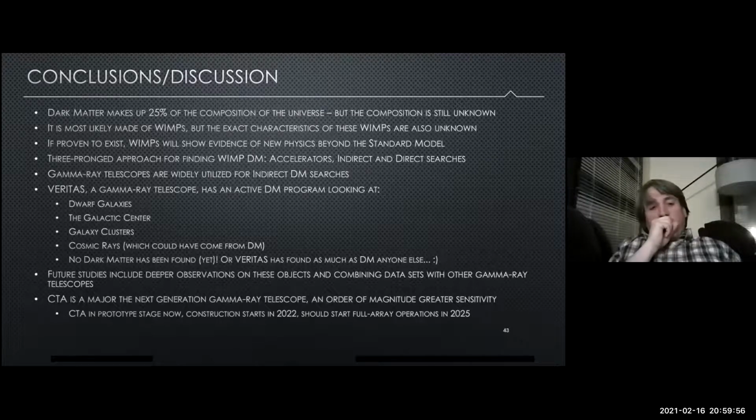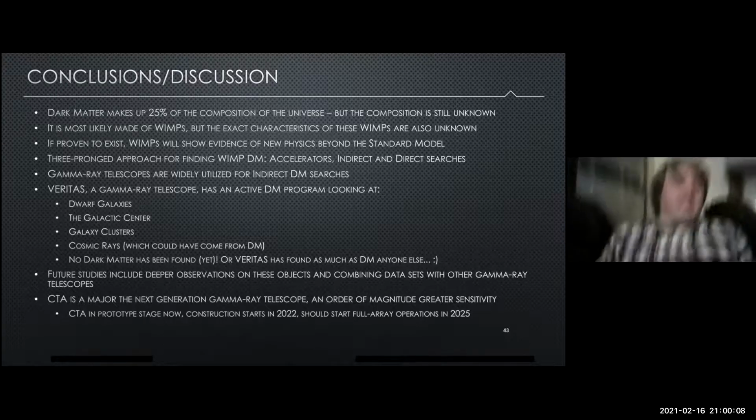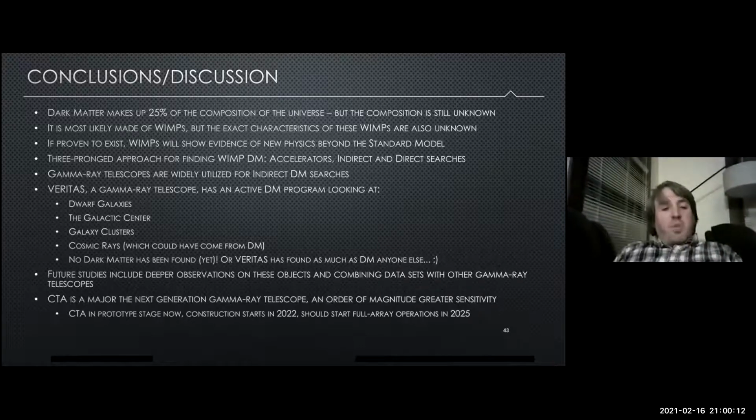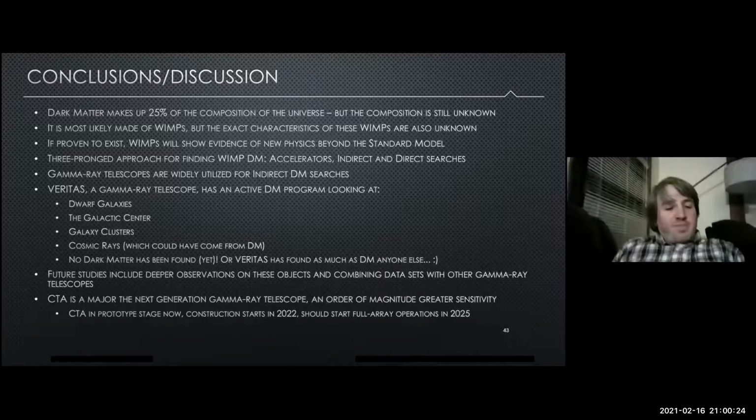Gamma ray telescopes are widely used for this, and VERITAS, which is my background, has an active dark matter program looking at various objects: dwarf galaxies, the Galactic Center, galaxy clusters, and cosmic rays, which again, at least some could have come from dark matter, but we haven't found any yet. And the search continues. That's the way science goes.